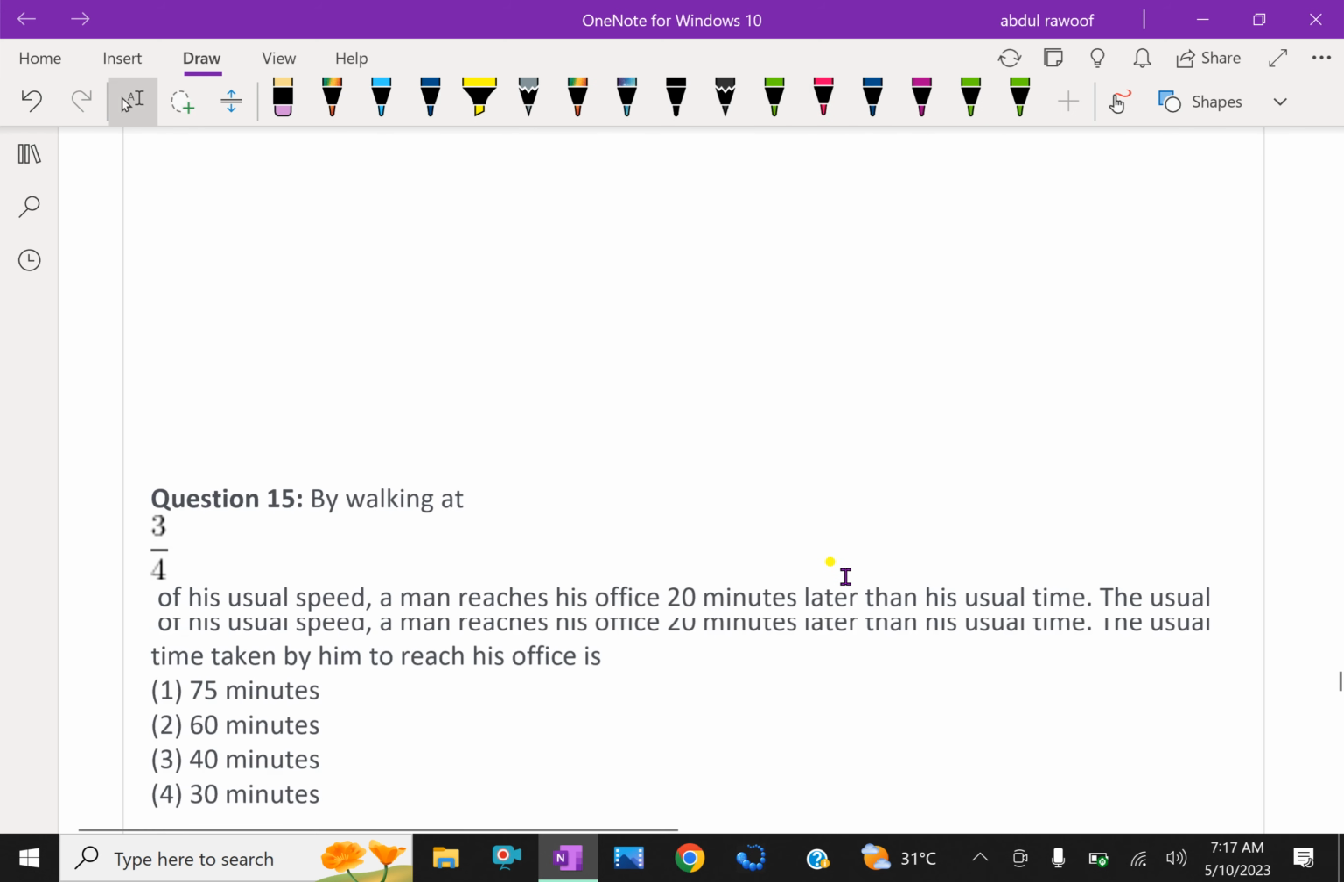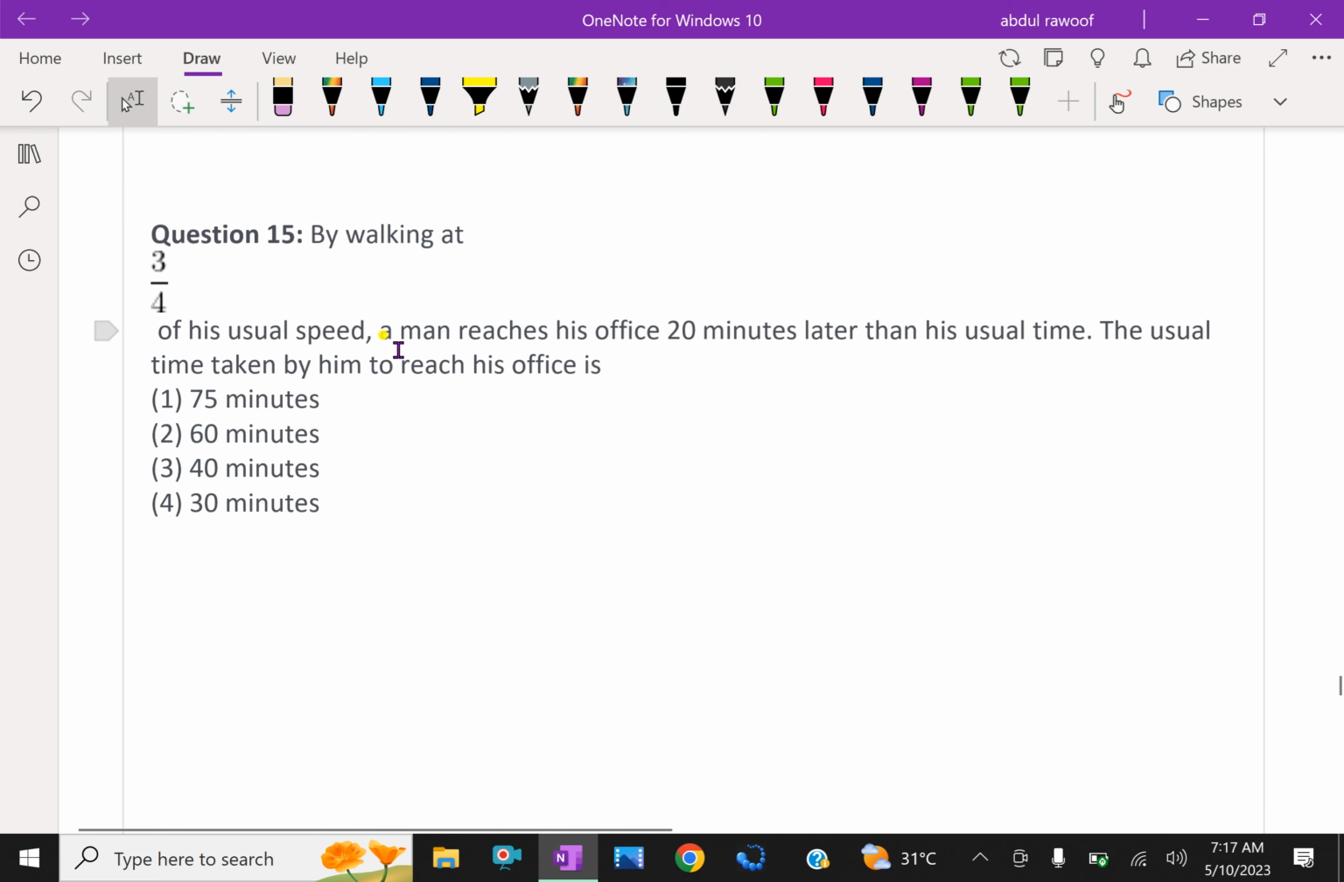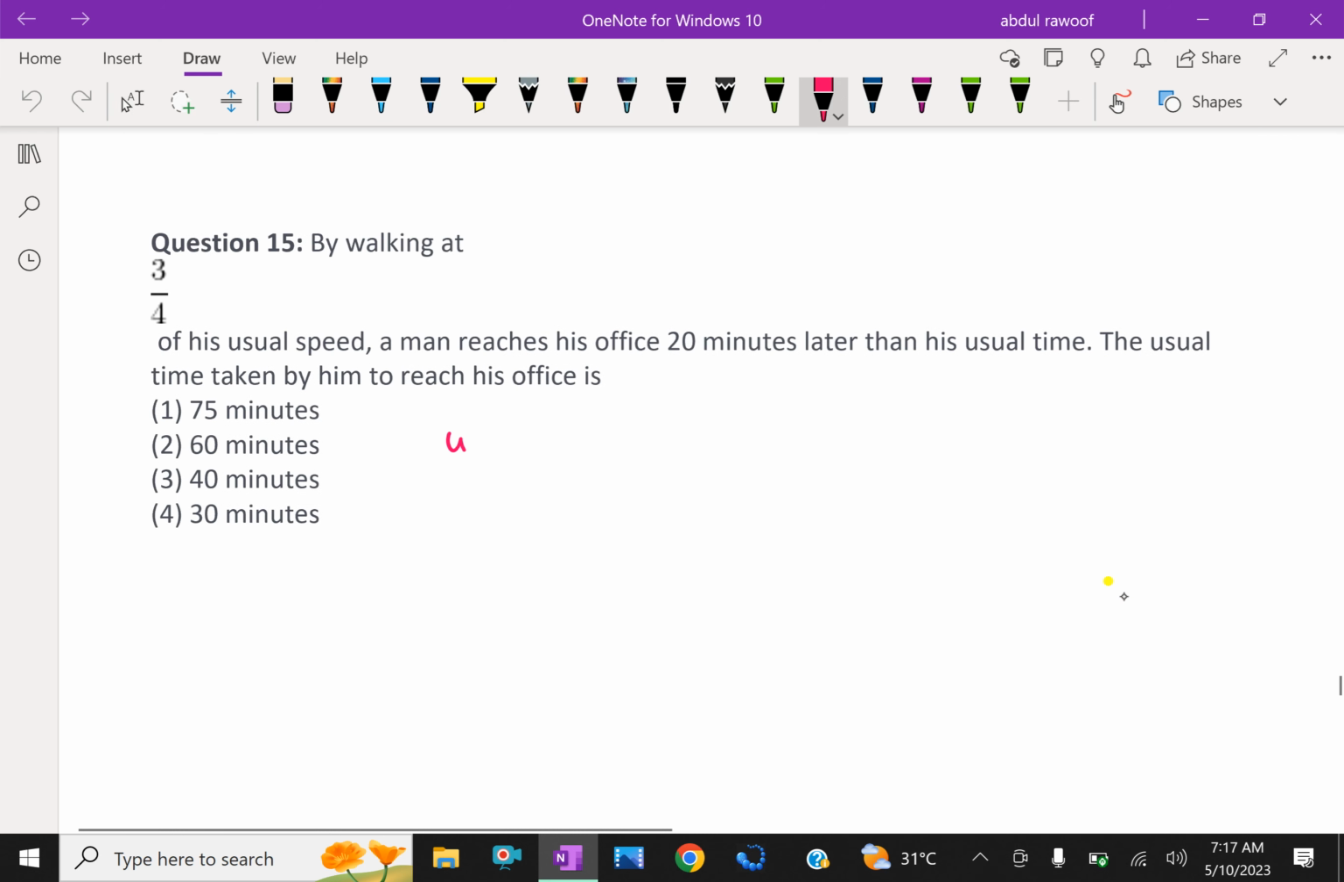Then next question. By walking at three-fourths of his usual speed, a man reaches his office 20 minutes later than his usual time. The usual time taken by him to reach his office is. Here, by walking at three-fourths of his usual speed, usual time is the reciprocal of speed, four-thirds.